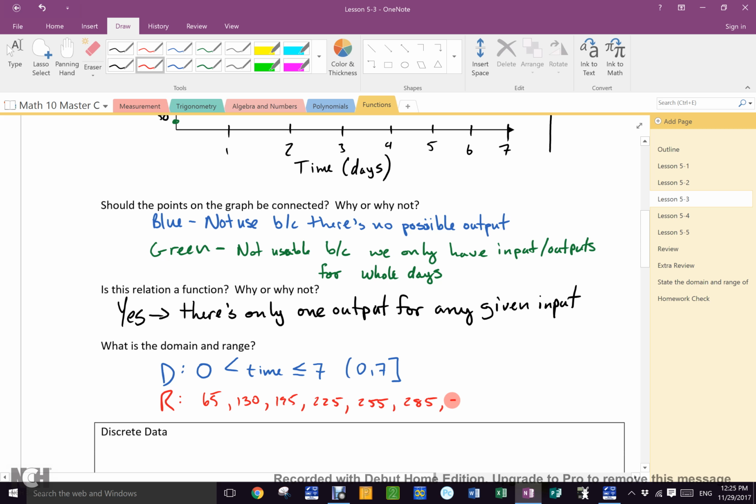Next value. 315. Can I do the brackets here? No, because I am not doing an interval of the y-axis. I am only doing 7 points on it. So I can only put the squiggly brackets. Does everybody understand?